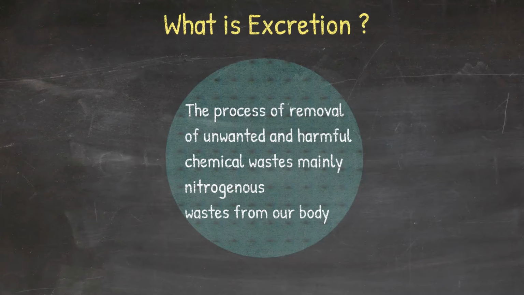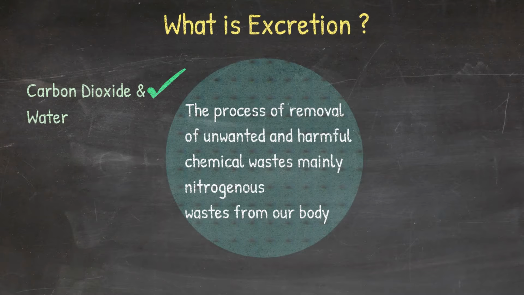A number of chemical substances which are regularly formed in our body or which are absorbed through the food must be got rid of, otherwise they may turn harmful. For example, carbon dioxide and water, which are produced during respiration. This carbon dioxide is eliminated through the lungs.